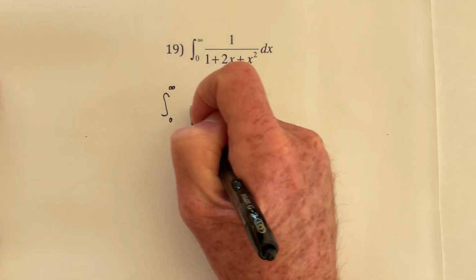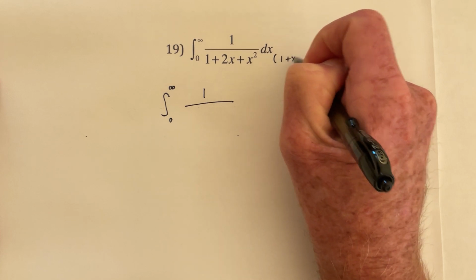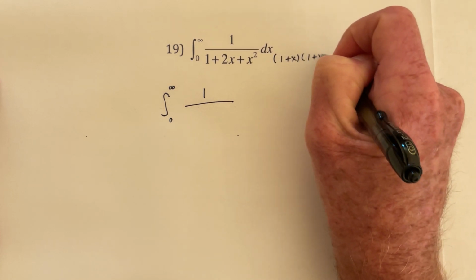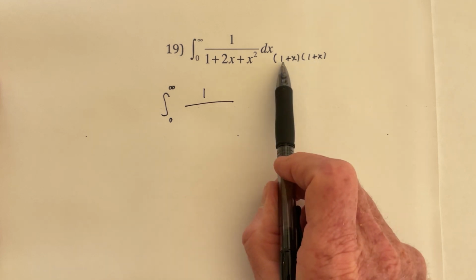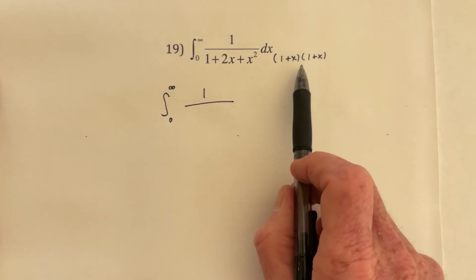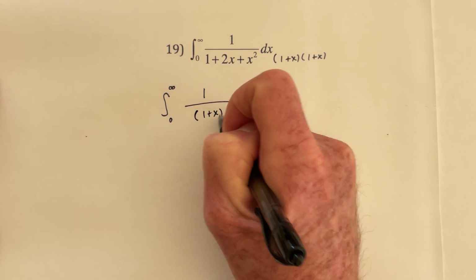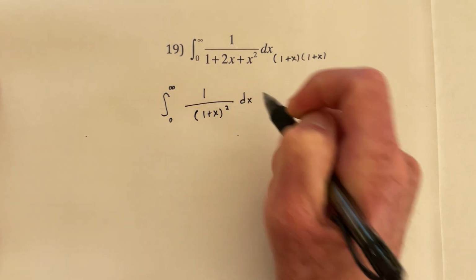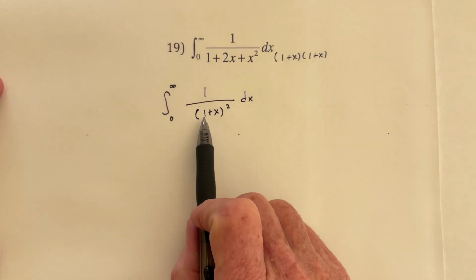And then the bottom can actually be factored as 1 plus x times 1 plus x, because then the middle term would be an x, and another x is 2 x's, so that's the way to factor it. But then I would rewrite that as 1 plus x being squared. And then you could use u substitution.